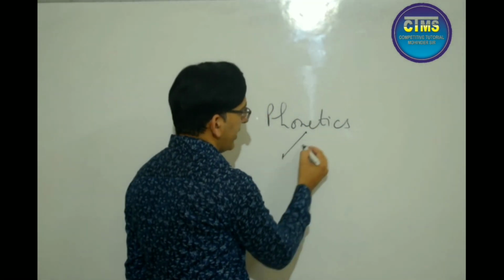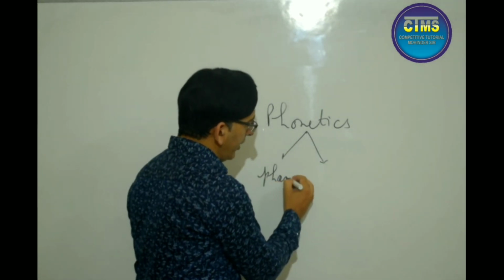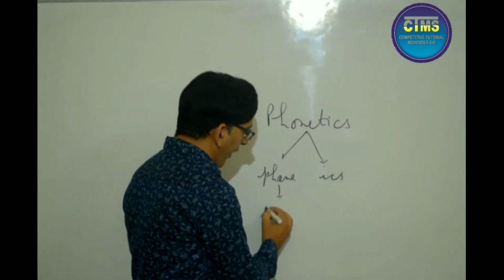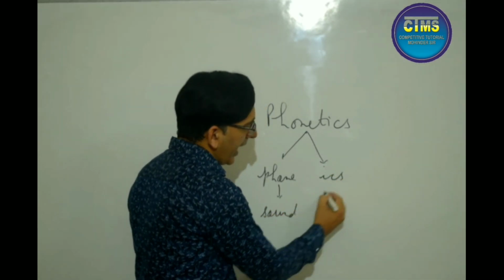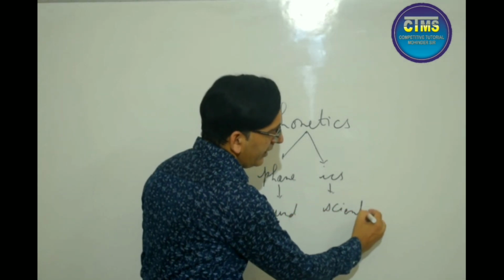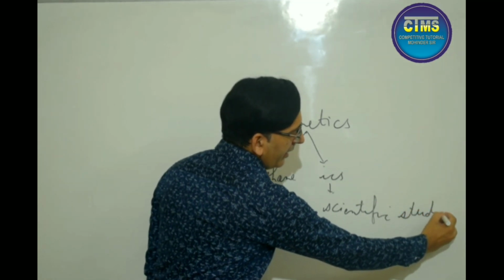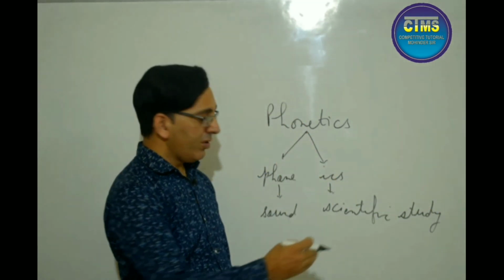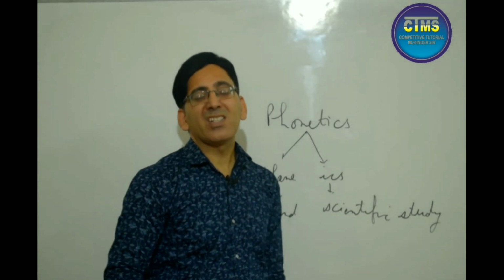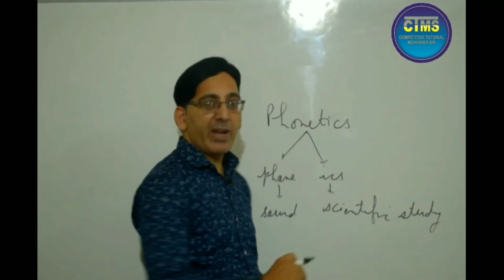The word phonetics consists of two words. One is phone and the second is ics. Phone means a sound and ics means a scientific study. So phonetics means the scientific study of sounds, or the scientific study of pronunciation, is called phonetics.